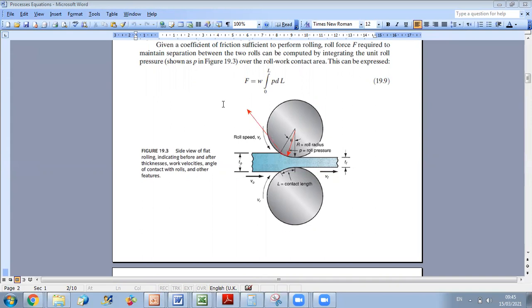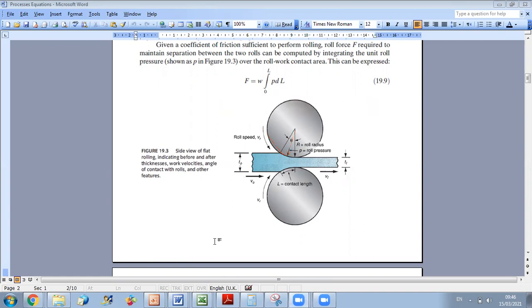So if I want to find the torque required to perform this operation, the moment about this point will be equal to the force times L over 2. And since I have two rollers, the total torque that should be developed will be 2 times F times L over 2. So the total torque for the two rolls will be F times L. Okay.